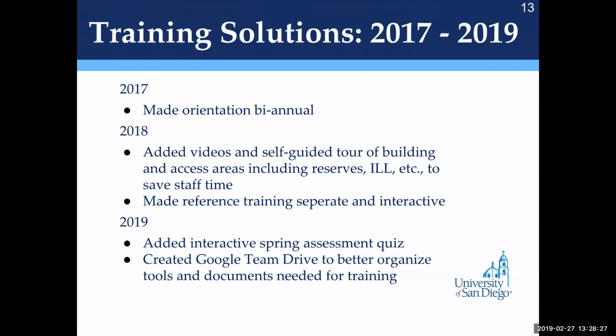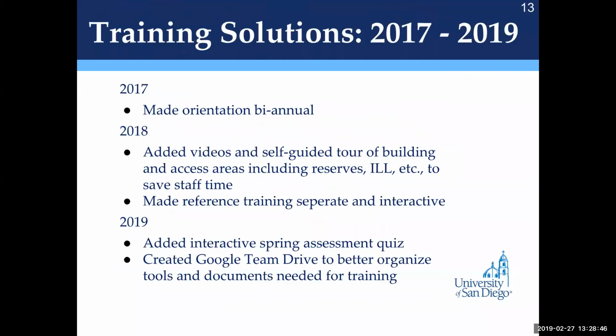In 2017, we made orientation biannual. We noticed that there was a need to orient students who were returning in the spring from study abroad, for example. Occasionally, we hire 1 or 2 students in the spring. So we really just saw a need to add a little extra layer of orientation.